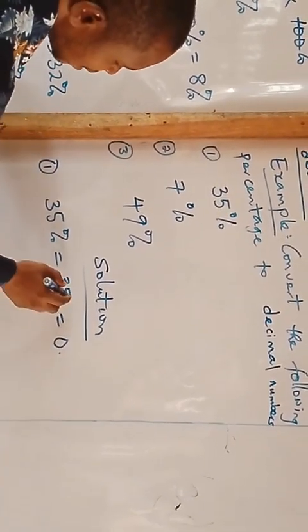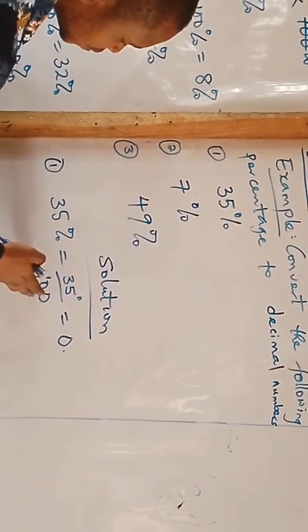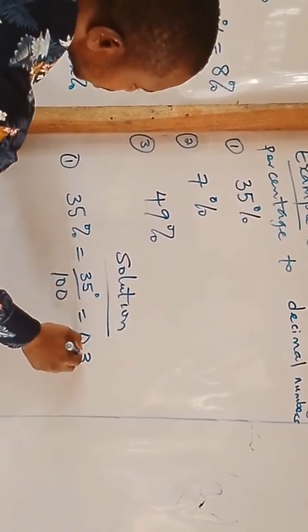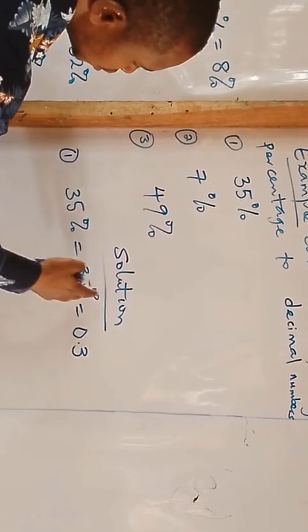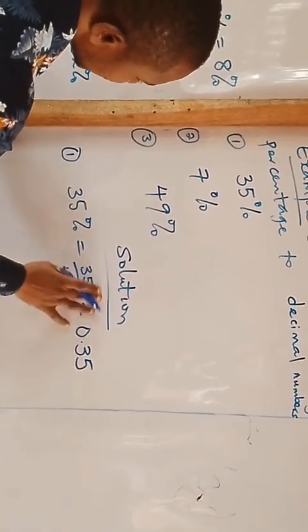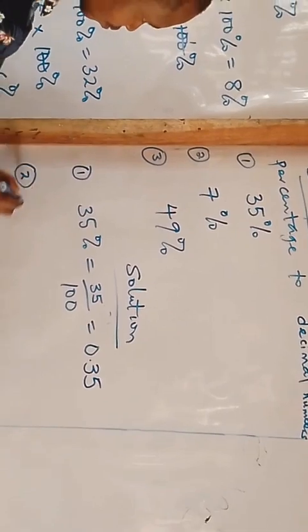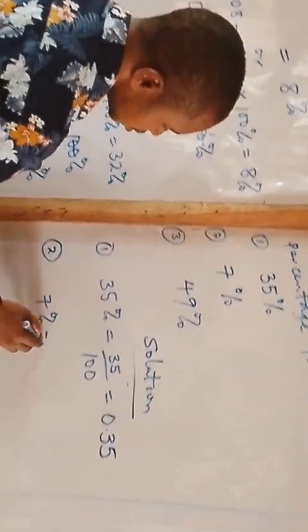That will be 0. By the time you add 0 to this, it will be 350. How many 100 will you see in 350? That will be 3. It will make 50. You add 0 to that 50, it will be 500. How many 100 will you see in 500? That will be 5. Then number 2, you have 7%.